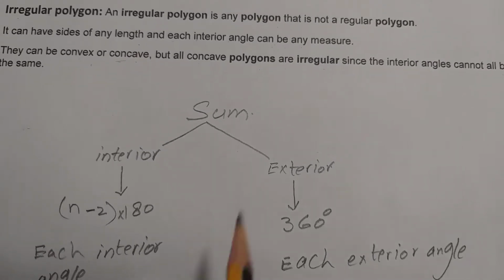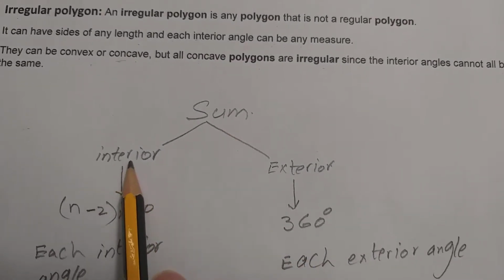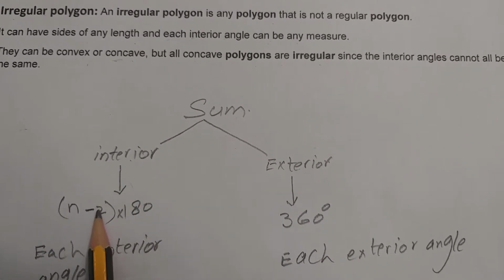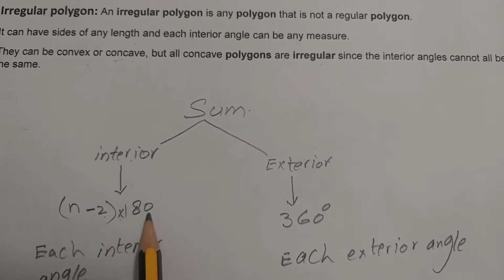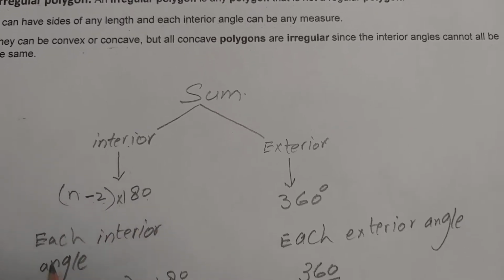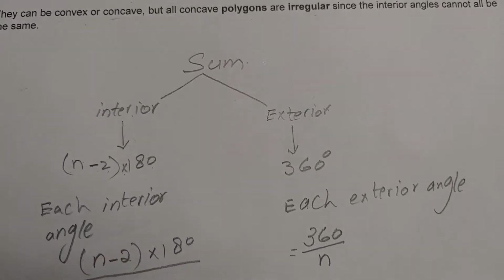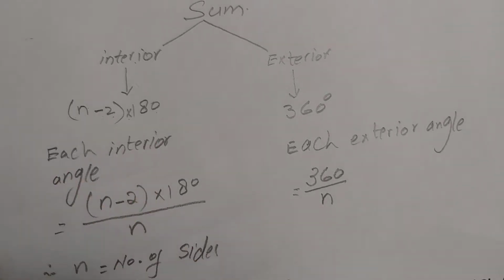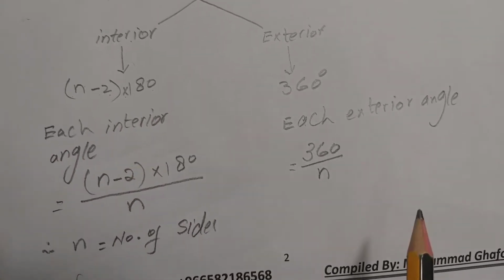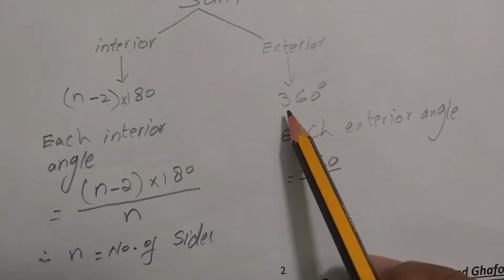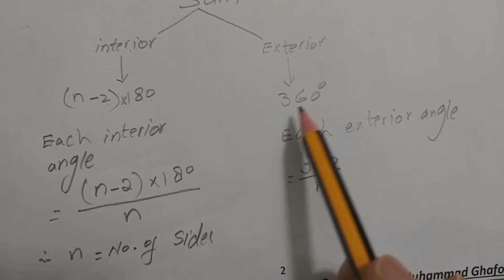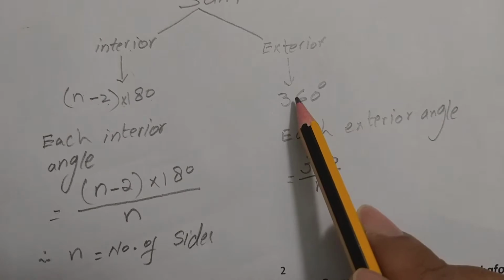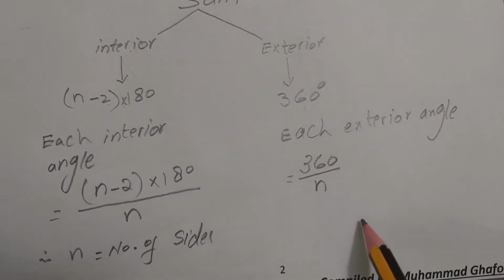So this is the important point here, the sum. The angle can be interior or exterior. For the interior of any polygon, the sum is n minus 2 times 180, where n is the number of sides. To find each interior angle, we divide the sum by the number of sides. For exterior angles, we know the total is 360. If we divide the total by the number of sides, it becomes each exterior angle.